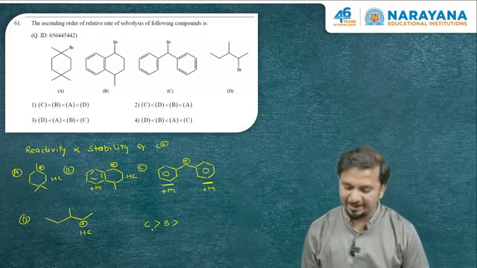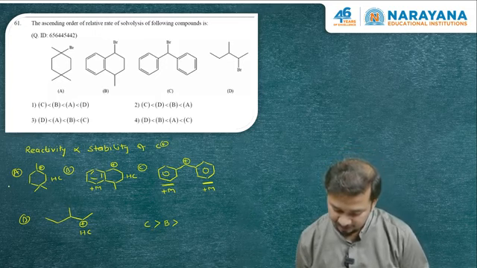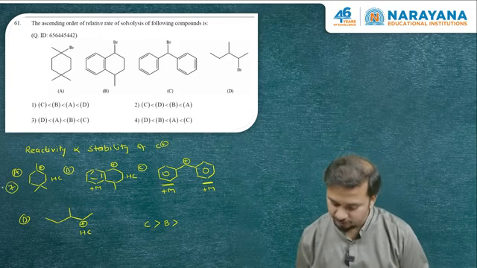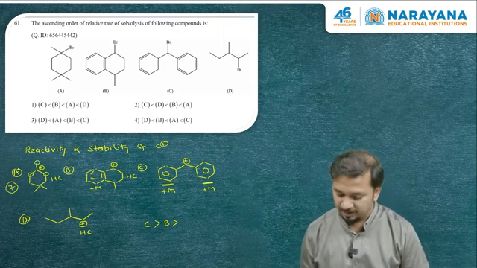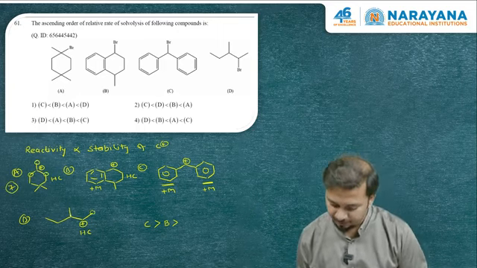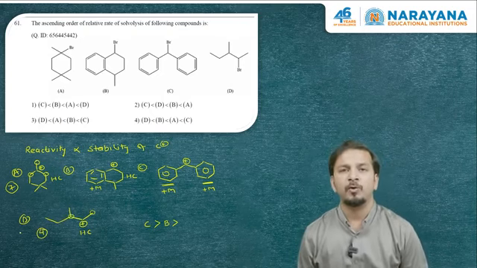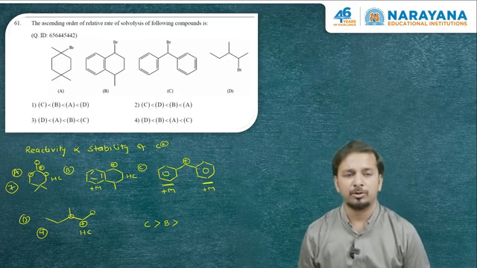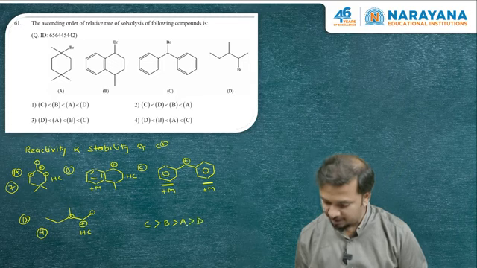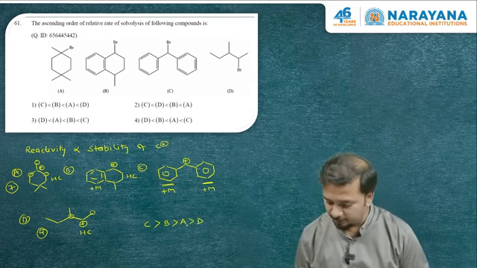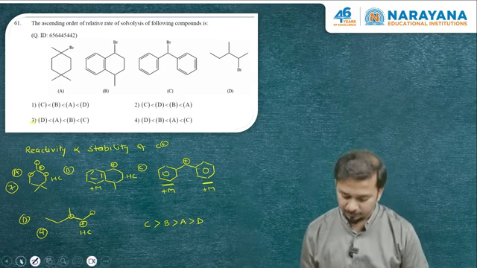Now, between A and D, we have to check in which case we have more hyperconjugation. So, in case of A, there are 7 alpha hydrogens, 2 over here, 2 over here and 3 on this. In case of D, there are 3 plus 1, total 4 alpha hydrogens. So, we know more alpha hydrogens, more hyperconjugation, and more the hyperconjugation, more will be stability. That is why A is more stable than D. So, correct answer is C more than B, more than A, more than D. So, correct answer is option number 3.